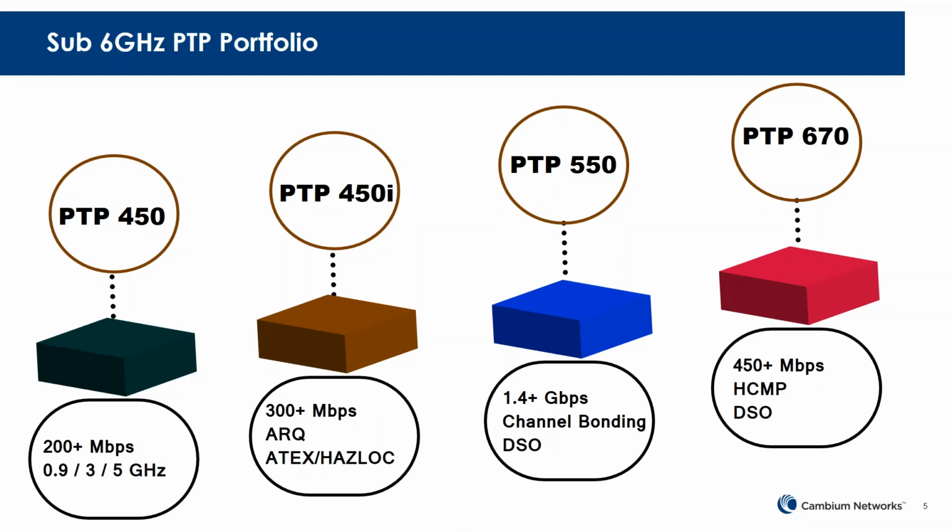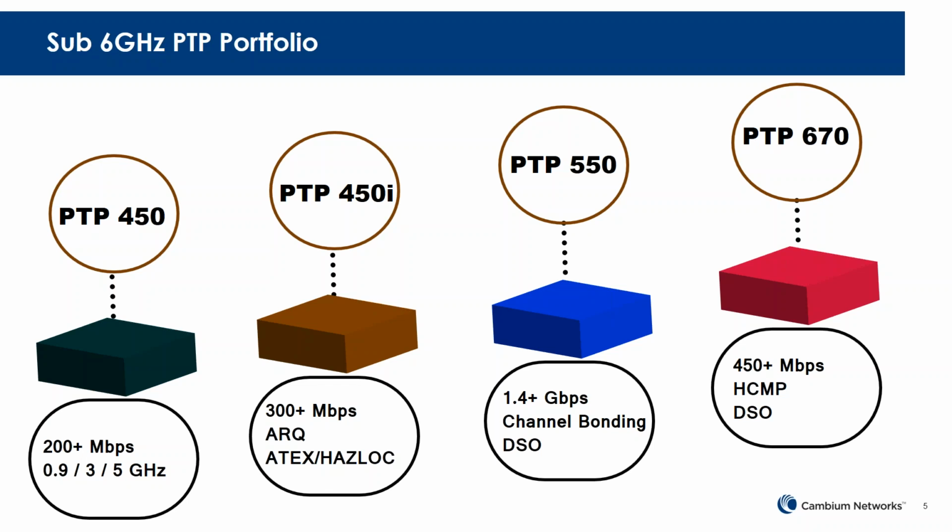So this is our PTP portfolio. On the left, we have the PTP 450, which has a max throughput of around 200 plus Mbps and operates in the 900, 3 and 5 gigahertz spectrum. Next, we have the PTP 450i. The key highlight features for this are 300 plus Mbps, it supports ARQ, and it has 8x hash-lock. So we do have a PTP 450i version which is 8x and hash-lock compliant.